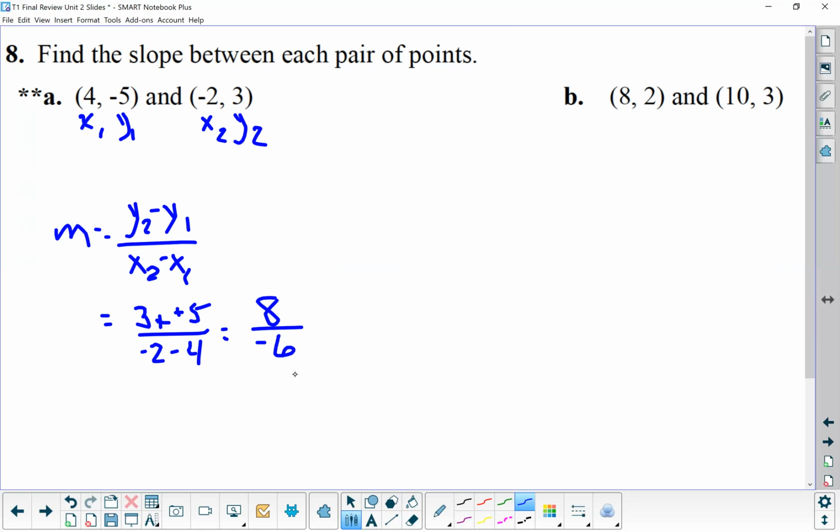And then we should see if we can reduce. In this case, both numbers are divisible by 2. We would get 4 over negative 3. And you don't have to write the negative in the denominator. You could write it out front. That would be fine as well.